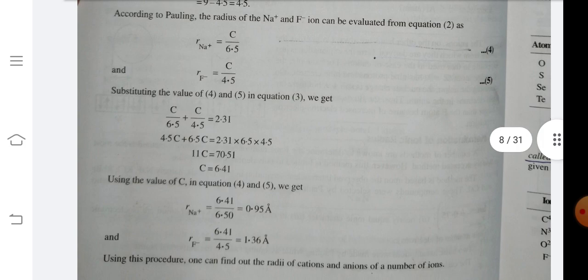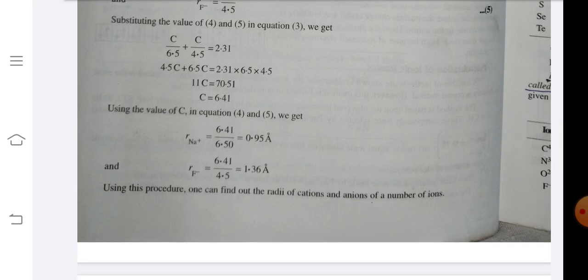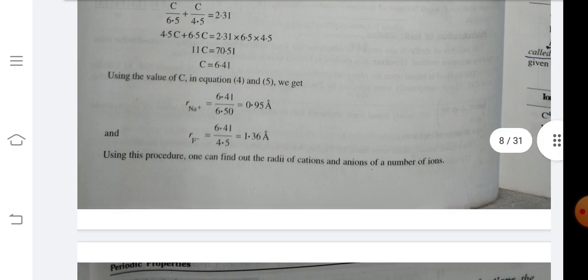According to Pauling, the radius of the Na+ and F- ion can be evaluated from the equation as r(Na+) equals C upon 6.5 and r(F-) equals C upon 4.5. Substituting the values of 4 and 5 in equation 3, we get C upon 6.5 plus C upon 4.5 is equal to 2.31, and by solving this, C is equal to 6.41. Using the value of C, r(Na+) is equal to 6.41 upon 6.5, which is 0.95 Angstrom. r(F-) is equal to 6.41 upon 4.5, which is 1.36 Angstrom.